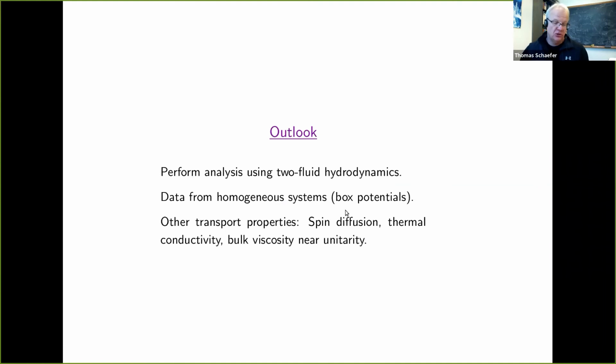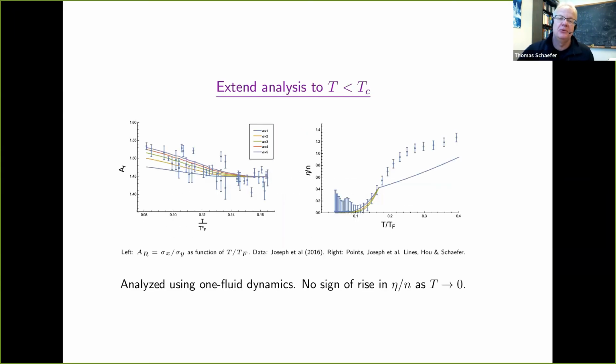Okay, so we're still working on doing this right, to perform the analysis really using the two-fluid hydro. So I have a little bit of a suspicion that this apparent drop in the viscosity is maybe a dynamical effect that has nothing to do with viscosity, but is really some sort of decoupling of the normal and the superfluid components of the fluid, that they start to move effectively independently.